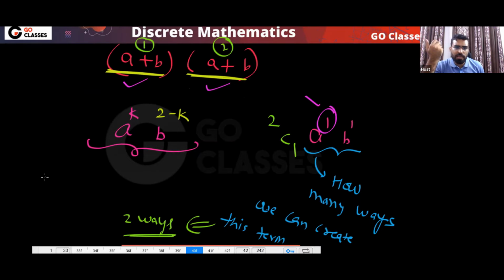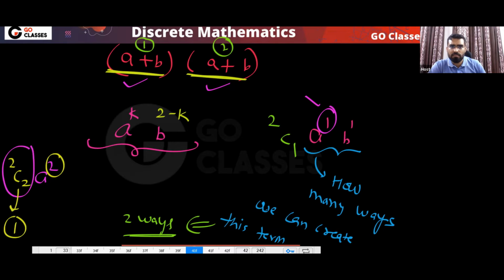Okay, so now tell me, in how many ways can you create this term? You need two a's, so from both of them you should take a. So this term you can create in only one way. And in how many ways can we create this term, b square? From these two you select both, and from both b should come. So this term also I can create in only one way.